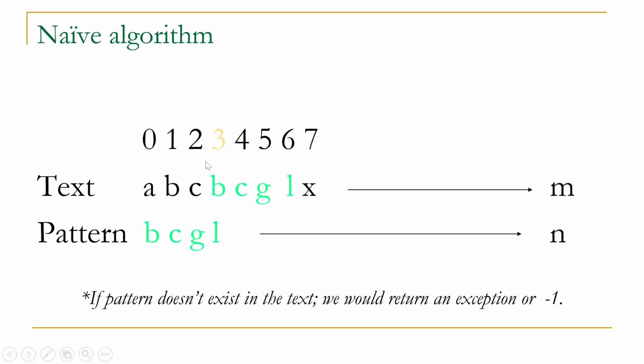If the pattern doesn't exist in this text, we would return an exception or -1.